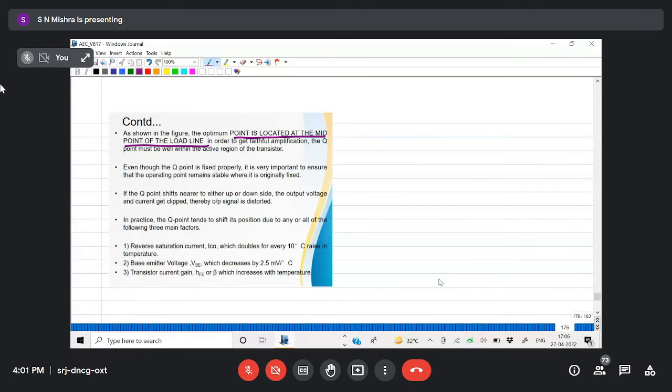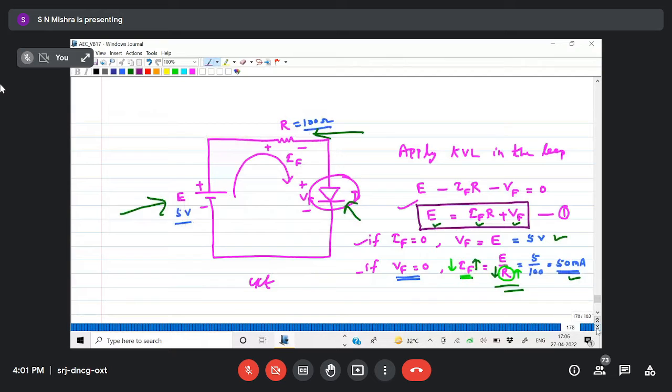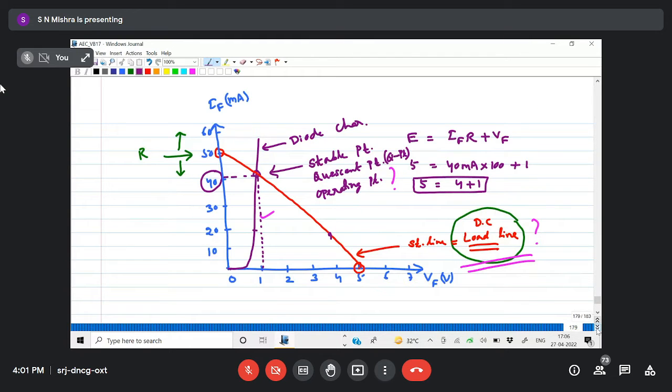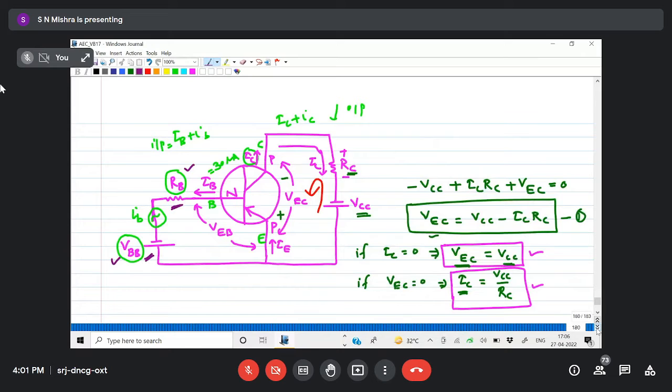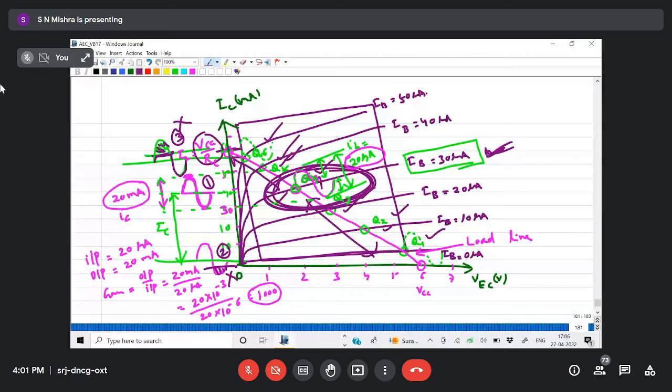So yesterday we have discussed a very simple circuit of diode. Then we have found out the maximum voltage, maximum current, what is load line, then what is Q point. After that, we have discussed the common emitter configuration. There also we have found out the voltage, maximum current. After that, we have plotted the load line and the transistor characteristic. And what we have observed, we should operate the transistor in the active region so that we get proper amplification, or faithful amplification.